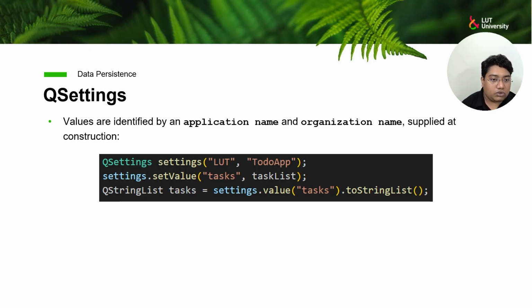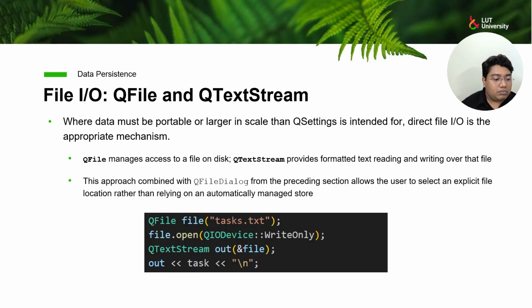We don't need to look through the registers or the operating system specific functions. But eventually, our applications need to work with real files. Perhaps the user wants to save notes, maybe export a report, or load previously created data. For that, Qt provides two important classes.